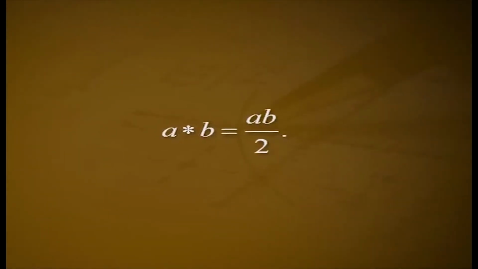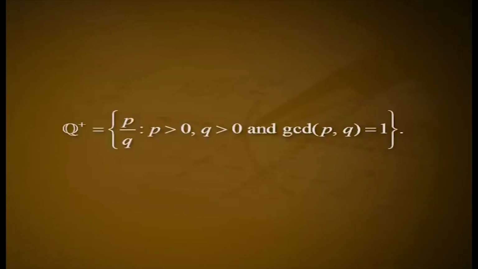Example 9. Show that the set Q plus of all positive rational numbers forms an abelian group under the operation defined by A star B is equal to AB by 2. Solution. Note that Q plus is equal to the set consisting of P by Q such that P greater than 0, Q greater than 0 and GCD of P, Q is equal to 1. Closure property. Let A, B belong to Q plus. Then A star B is equal to AB by 2 belongs to Q plus, showing that Q plus is closed under the operation star.